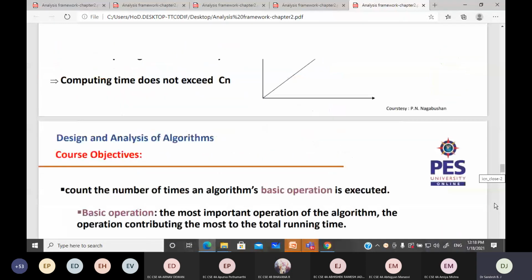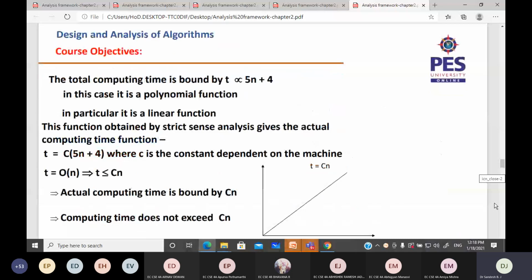Then we said it is unnecessary to count the number of every operation, every instruction in an algorithm. Then we said we will find the statement or set of statements which are contributing to most of the running time. We have seen that the statements which contribute to most of the running time are the ones in the innermost loop. Finding that statement is not difficult.